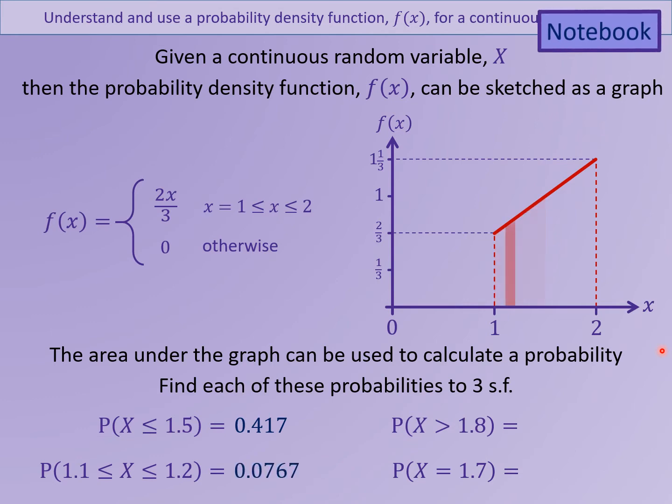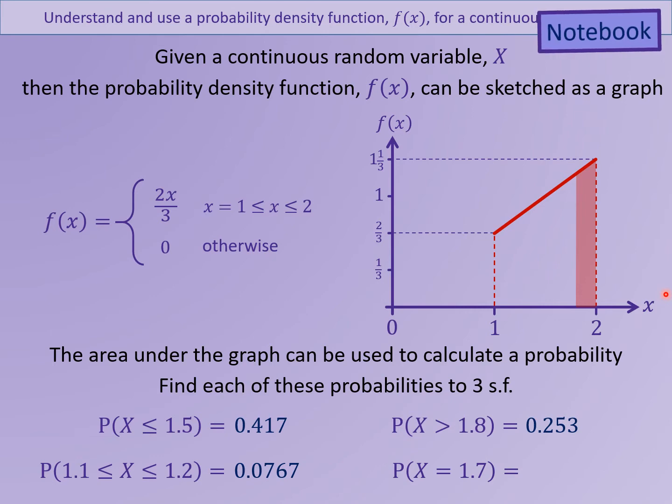So for the next one, the probability that x is between 1.1 and 1.2 is just the area of this thin trapezium here. Again, we can either integrate between 1.1 and 1.2, or we can use the area of a trapezium. We find the heights of the trapezium by substituting the x values 1.1 and 1.2 into the function 2x over 3. This gives us the heights of each of the parallel sides. Probability that x is greater than 1.8, we basically need to find the area from 1.8 up to 2, because it's then 0 for all values after 2.